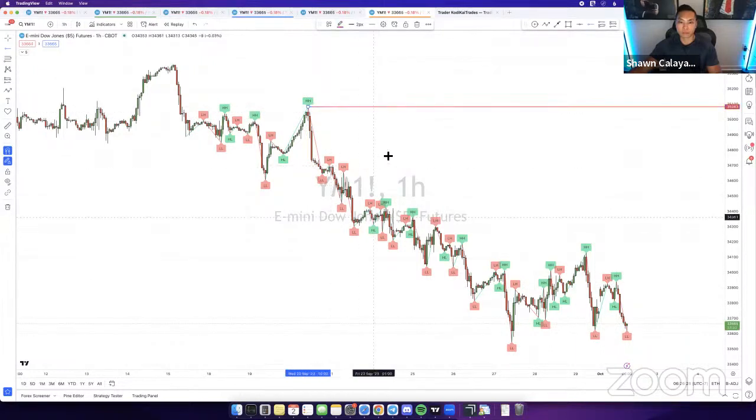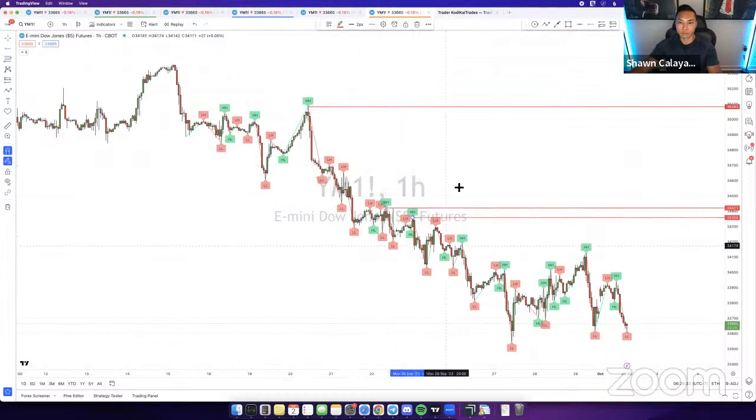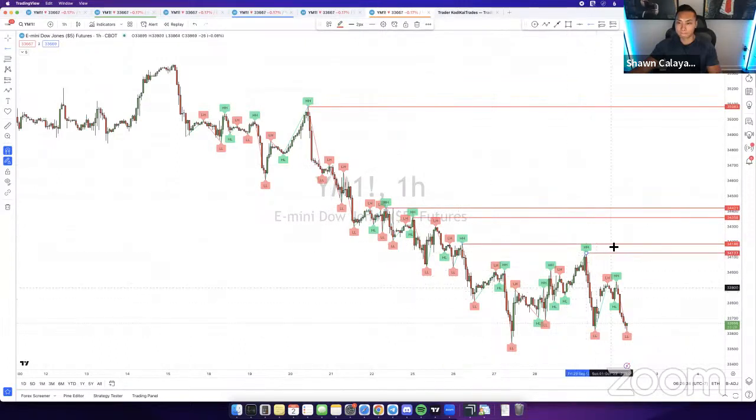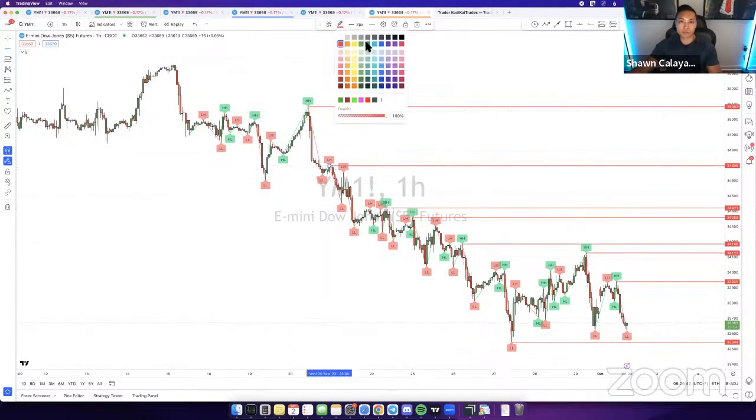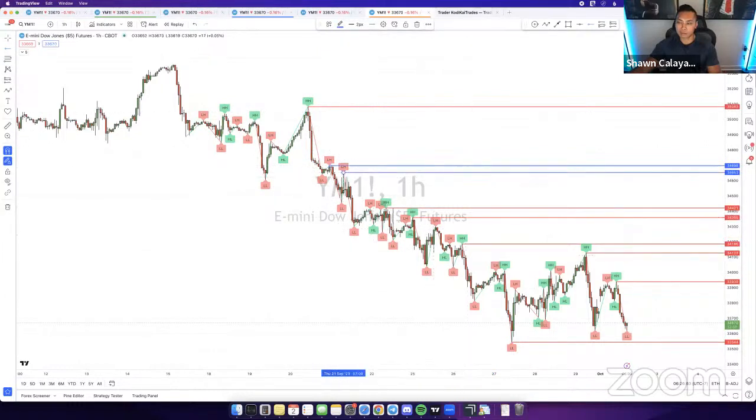So red, red, red, red. All right, so as most of you guys know, I'm coloring the riskier liquidity in red. Those are going to be considered higher highs and lower lows.